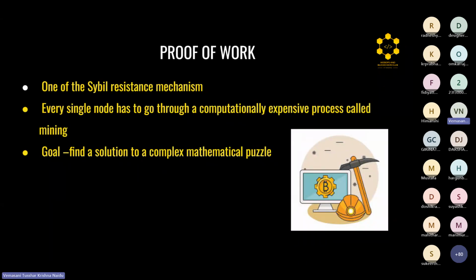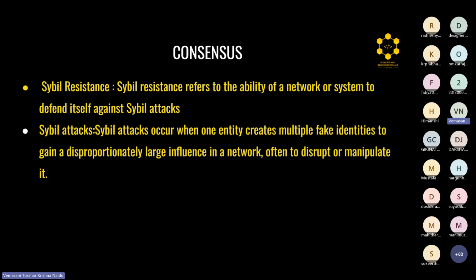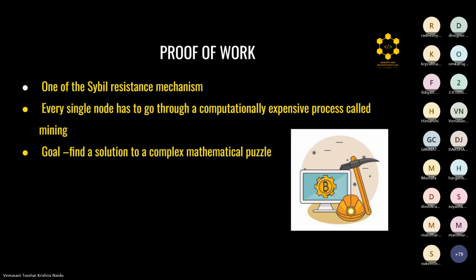There are two Sybil resistance mechanisms. A Sybil resistance mechanism is the ability of the network to defend against the Sybil attack, like a node creating multiple different accounts and trying to influence the network. And we'll look into one of these Sybil resistance mechanisms, proof of work.